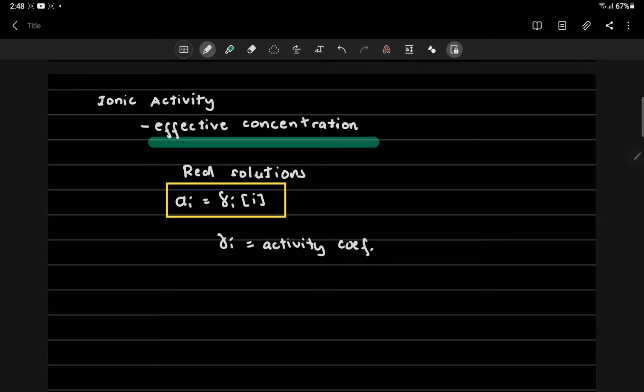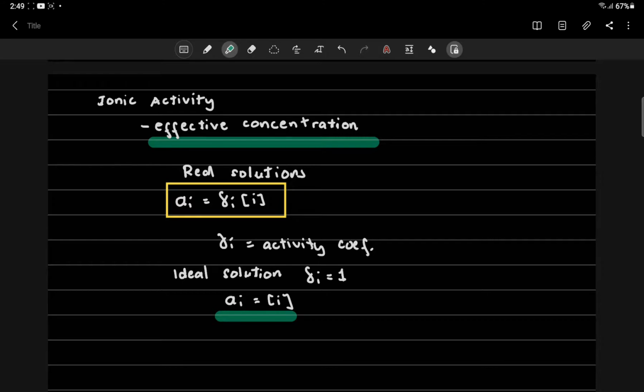Now, of course, if you have a case for ideal solution, ibig sabihin, pwedeng dilute siya. Kasi pag sinabing ideal solution, again, walang interaction between the solutes and even the solvent particles. For ideal solution, yung ating delta or activity coefficient will be equal to 1 such that yung activity is simply equal to the concentration. Again, that is true only for ideal solutions.